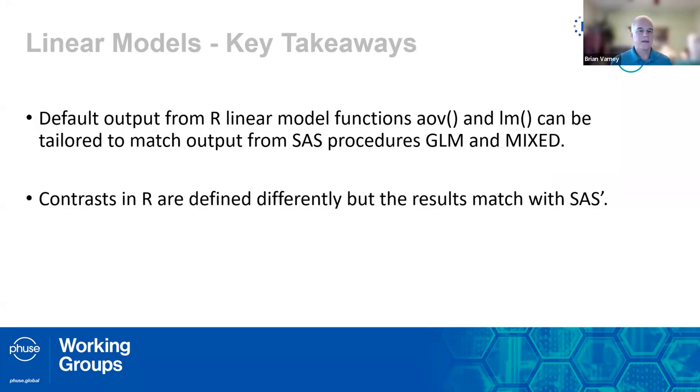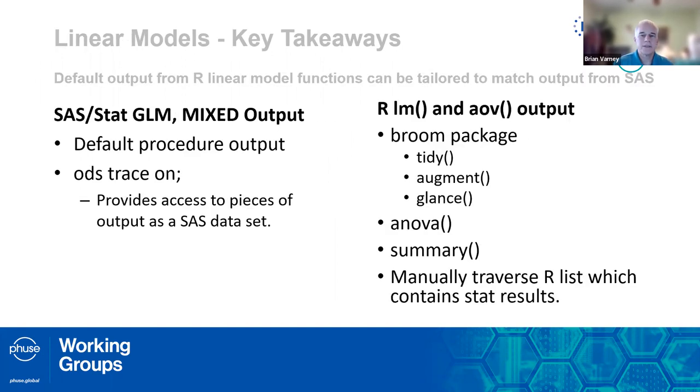Thanks, Michael. So with linear models, we're starting off with looking at a couple of areas. The first one is the output that comes out from the R linear model functions. It can be tailored to match the output from the SAS procedures. So that's one of the first things we looked at: what tools can we use to do that? And secondly, Kevin Puchko will discuss contrasts in R and how you define them in SAS versus R. Next slide, please.